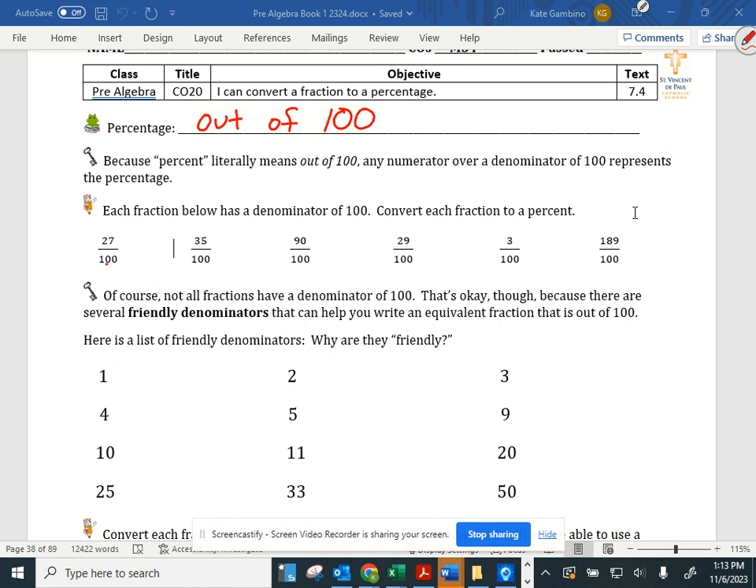So what would our percent be of 27 hundredths, Kyle? 27%. 35 hundredths. Everson? 90 hundredths. Olivia? 29 hundredths. Will? 3 hundredths. Blakely? 189 hundredths. Jude? 189%. Yeah, can you imagine getting that on a math test? Woo! 189%, that would be pretty amazing.